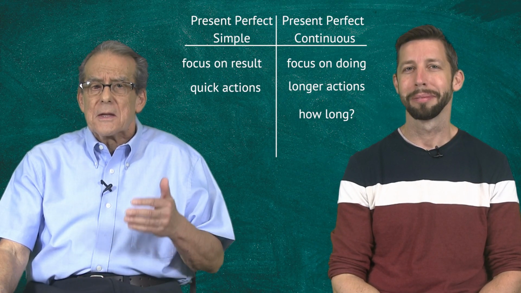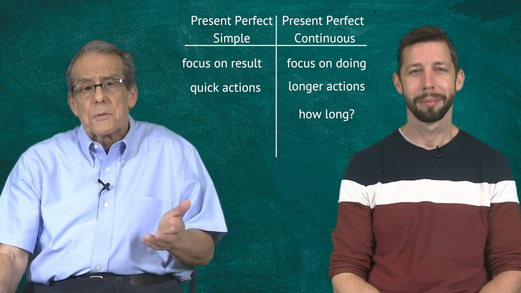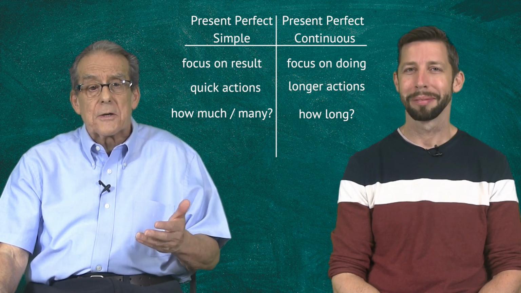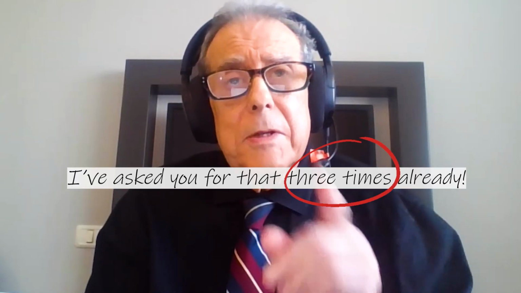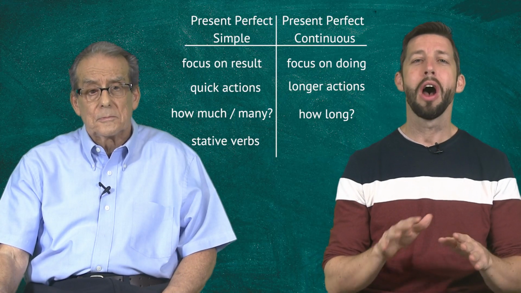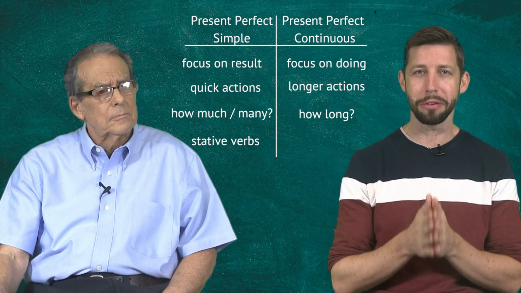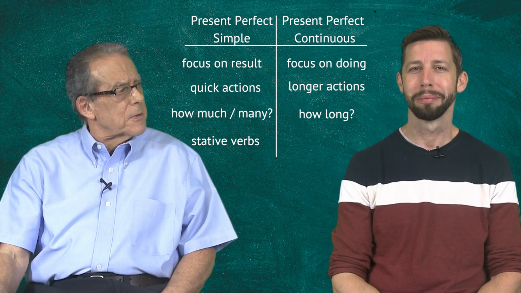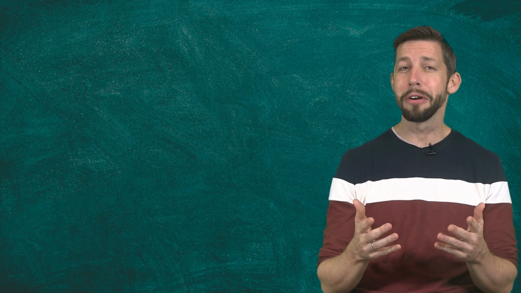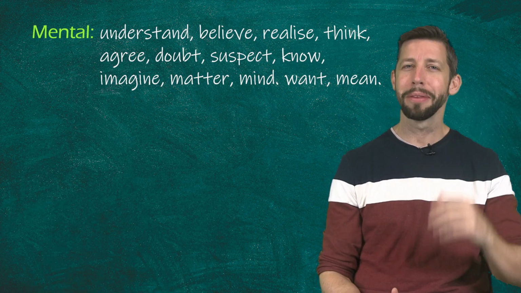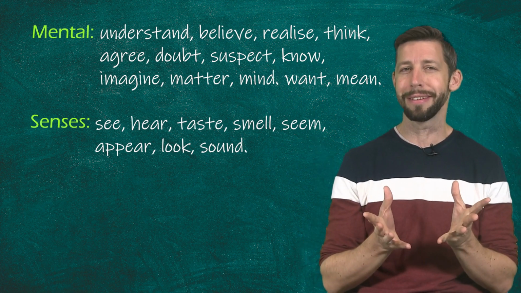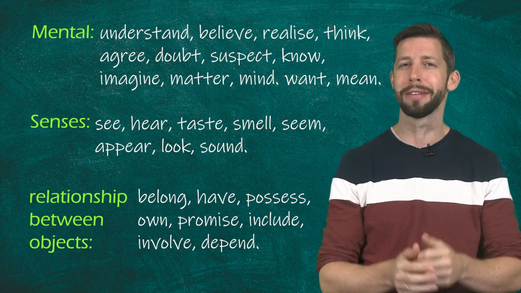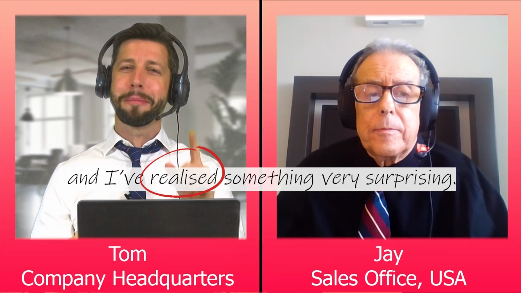And in contrast to time taken, we use the present perfect simple to talk about how much or how many times an action has happened. I've asked you for that 3 times already. Stative verbs are only used in the present perfect simple and not the present perfect continuous. What are stative verbs, Tom? These are typically verbs of mental reasoning, the 5 human senses, or verbs that indicate a relationship between 2 objects. And I've realized something very surprising.